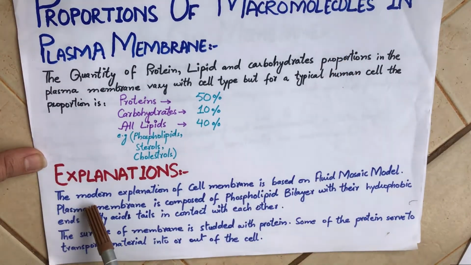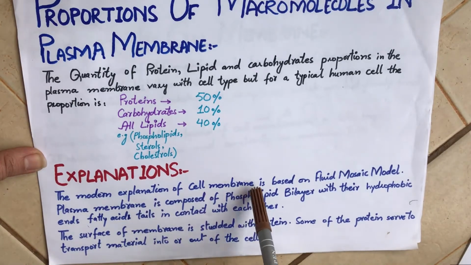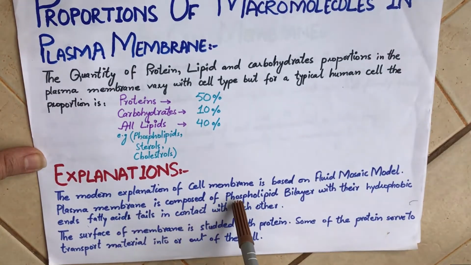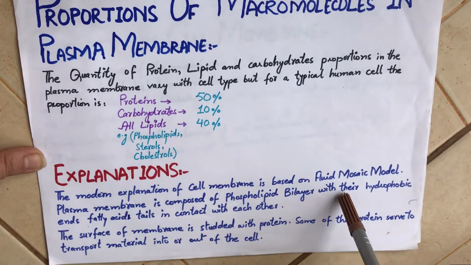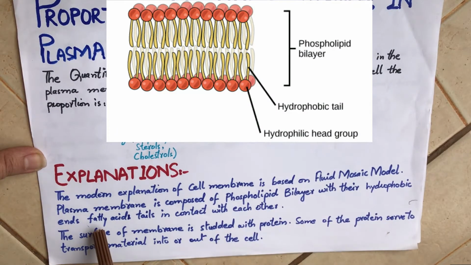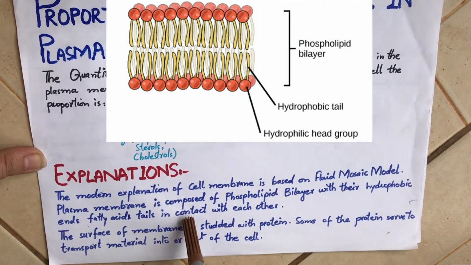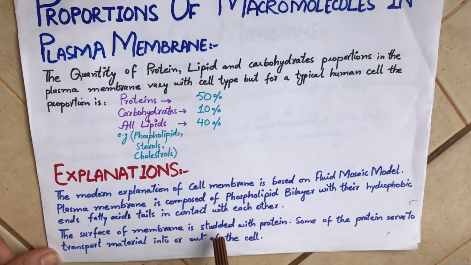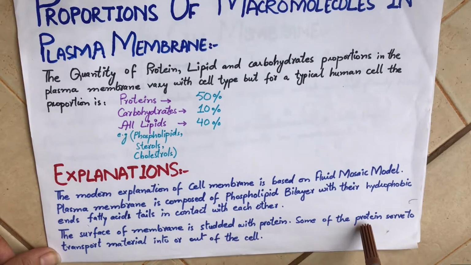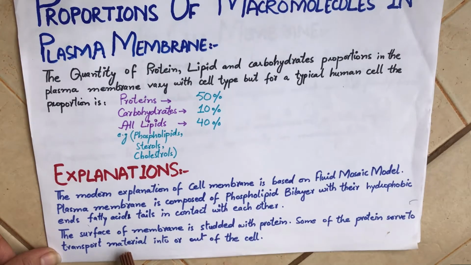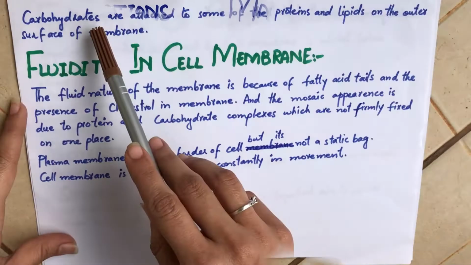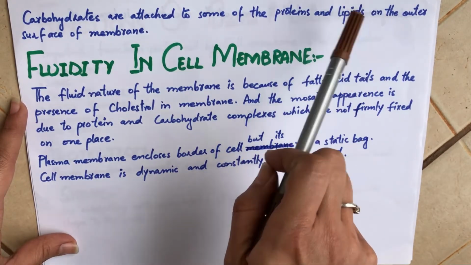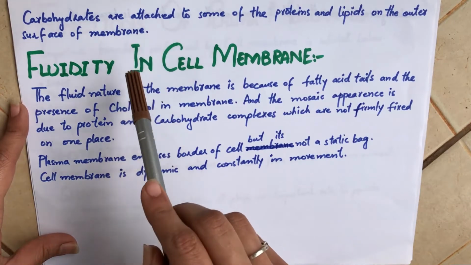Explanation. The modern explanation of the cell membrane is based on the fluid mosaic model. Plasma membrane is composed of a phospholipid bilayer with their hydrophobic ends, the fatty acid tails, in contact with each other. The surface of the membrane is studded with protein. Some of the proteins serve to transport material into or out of the cell. Carbohydrates are attached to some of the proteins and lipids on the outer surface of a membrane.